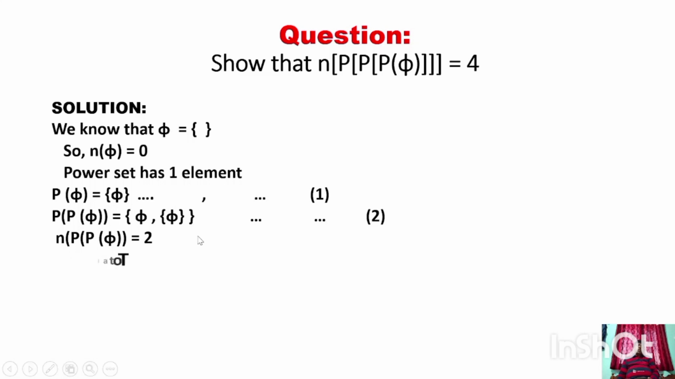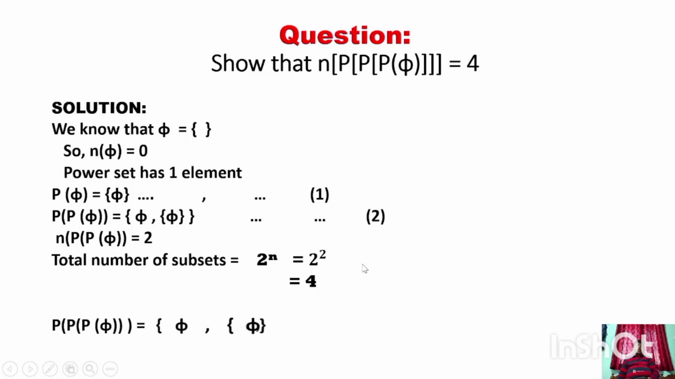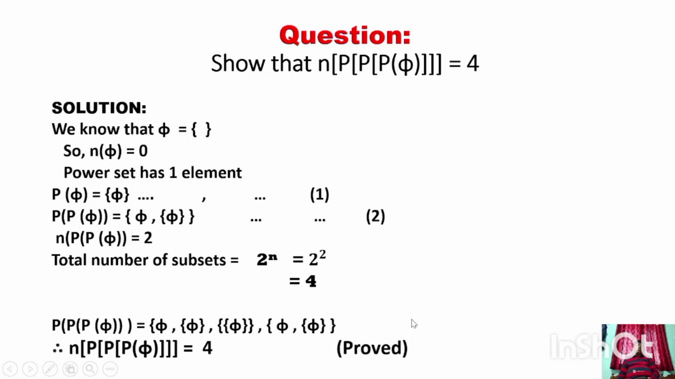It has 2 elements, so you can say the total number of subsets is 2 to the power n, which is 2 to the power 2, which is 4. Clear? Understand? So the number of proper subsets of P of phi, how many elements do you see? 1, 2, 3, 4. These are the phi sets. So the total number of elements of P of phi is 4. Clear?